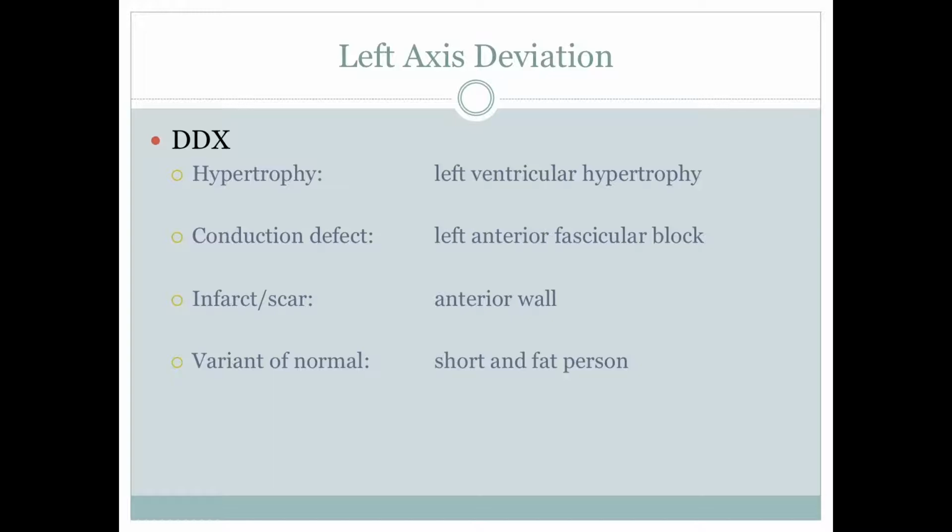So just a quick overview. Again, the main things that I worry about when I see a left axis deviation is hypertrophy, specifically of the left ventricle, as well as the left anterior fascicular block, anterior wall infarct or scar, or a variant of normal, but it's obviously going to be a diagnosis of exclusion.